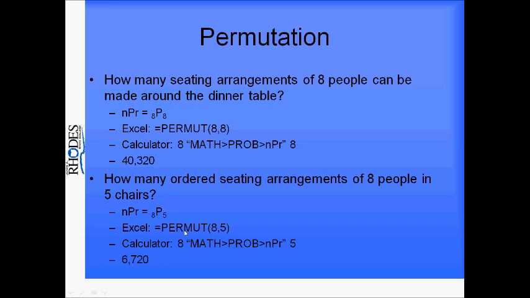If you type it in Excel or on the calculator, it should work for both. You can see here in Excel it's =PERMUT(8,5). Make sure you get your equal sign in there, because it won't work if you don't have the equals. And then on the calculator, you just hit 8, go into your math probability, nPr, and then enter your 5, and you should get 6,720 arrangements. That's if order matters.